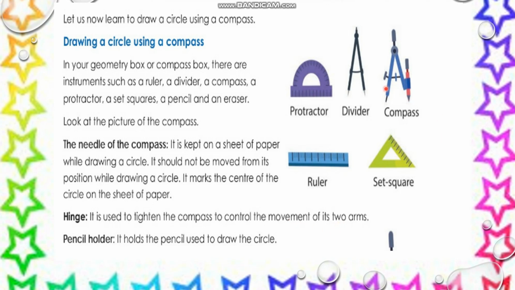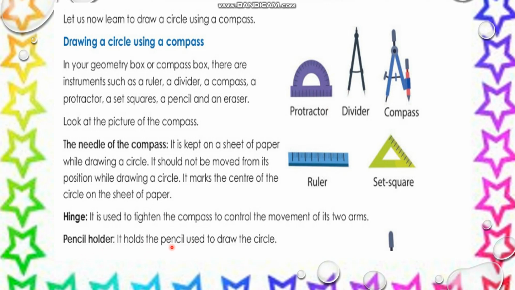If both arms of this compass are very loose, then how can we draw? It will be very difficult for us to draw, isn't it? It will never fit firmly. So the hinge helps us to tighten the compass arms. Okay, and now the next is the pencil holder.